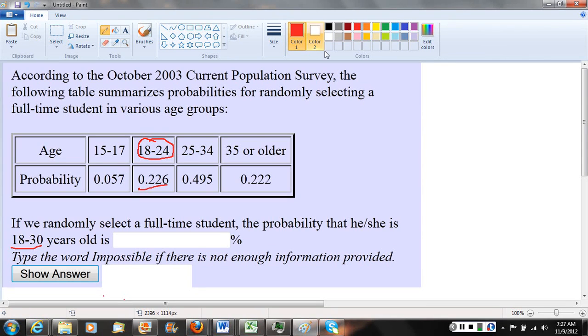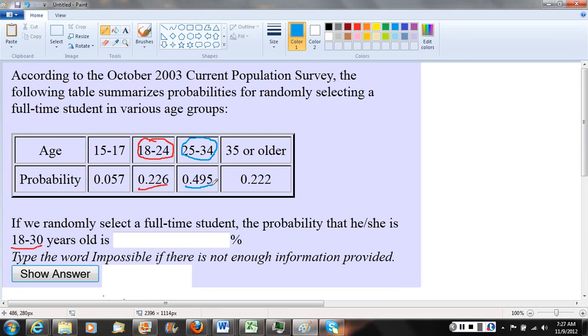Well, to find the 24 to 30-year-olds, we're going to look in this category. Here's where we start to run into a problem. This category is students aged 25 to 34. And we see there's quite a lot of students in that category. 49.5% of all the students are in that category.